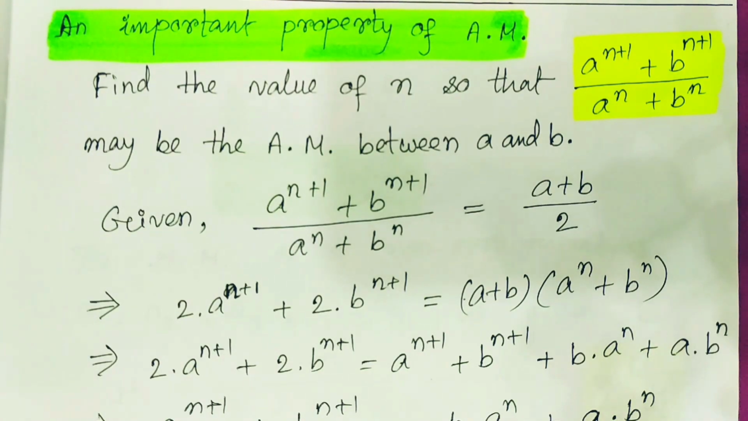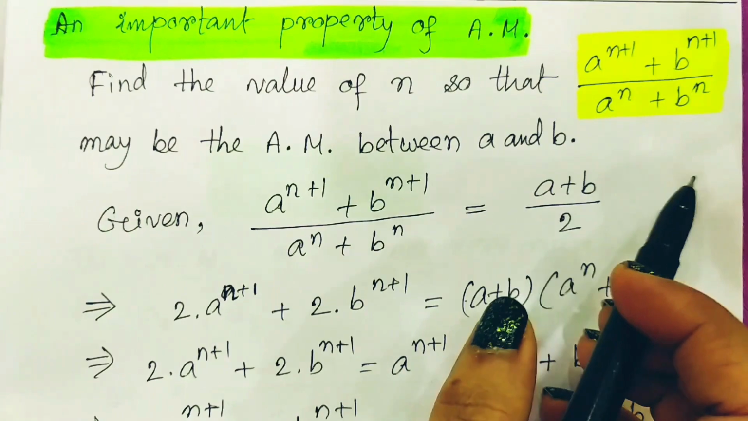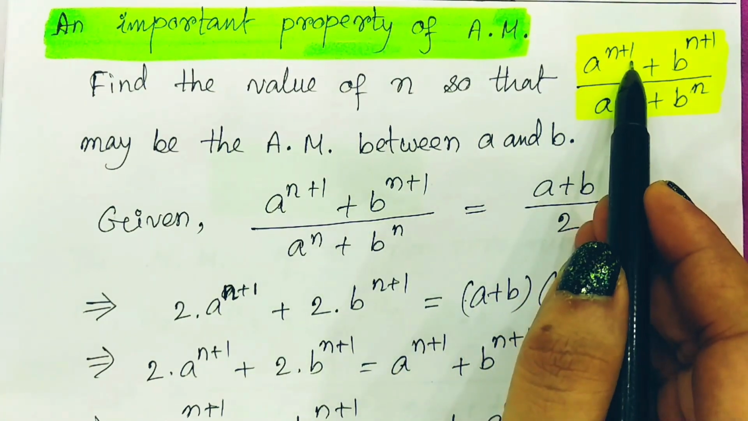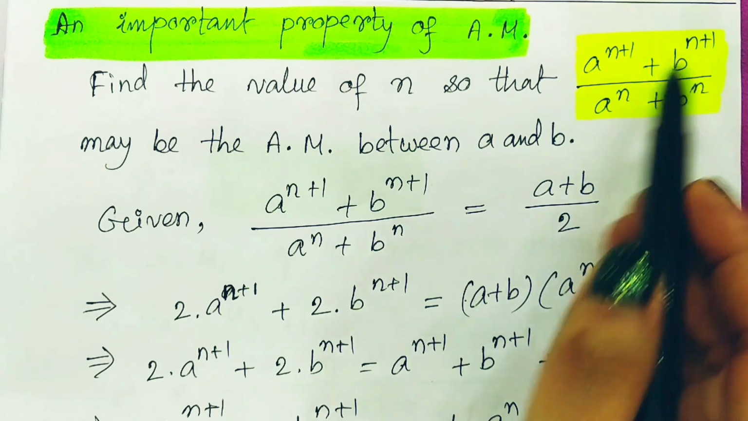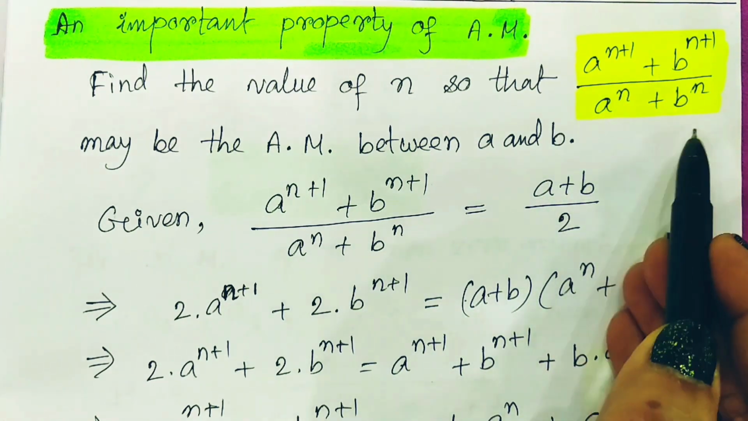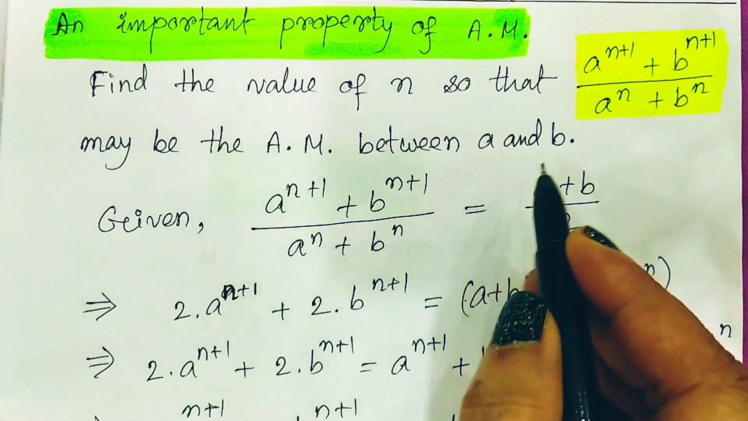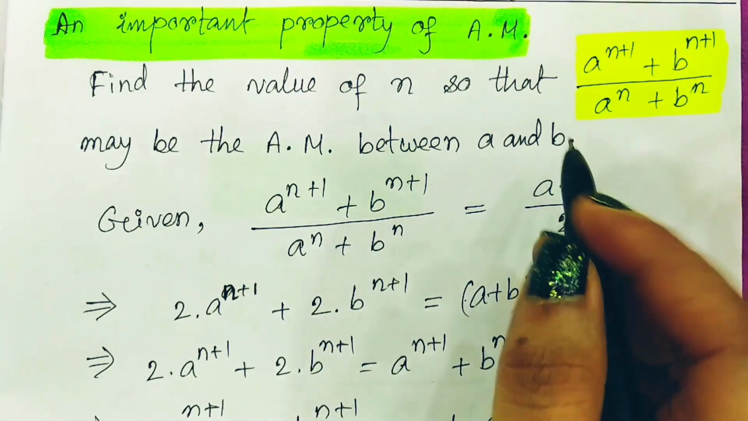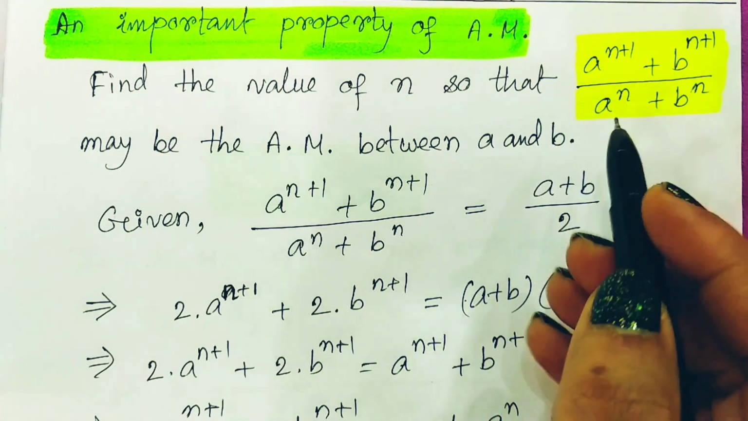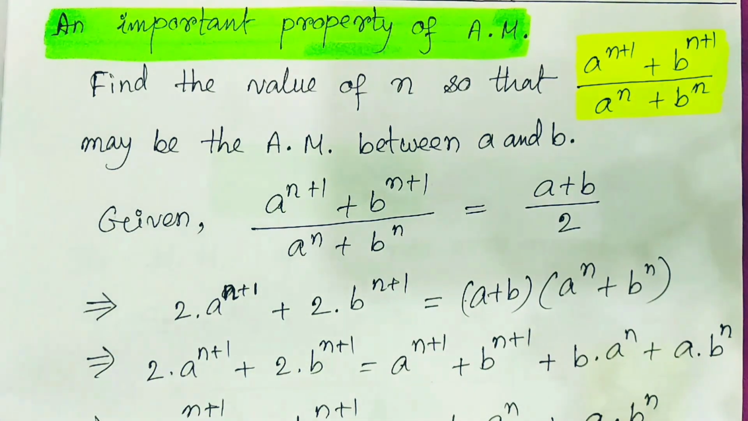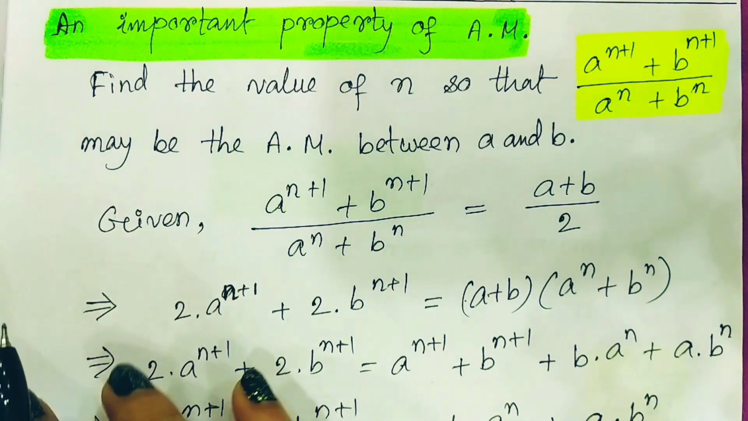Now, a very important property regarding arithmetic mean I am going to give you. Many times you will find that these types of questions are given: find the value of n so that a to the power n plus 1 plus b to the power n plus 1, whole divided by a to the power n plus b to the power n, may be the arithmetic mean between two values a and b. If this type of question is given, then what should be the value of n? That may become a little confusing. But these are fixed values, you know. So how do we find this n value?